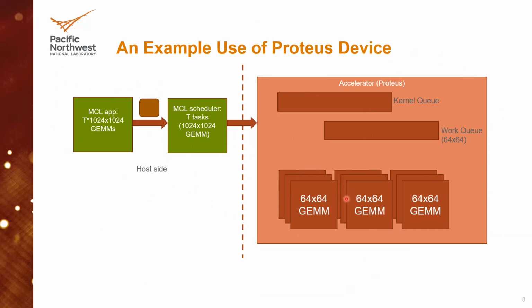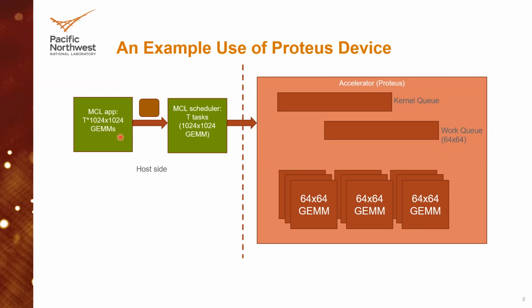And this Proteus device is simulating compute units, where each compute unit is capable of performing 64 by 64 GEMM, and each compute unit is capable of running in parallel. So on the host side, what we have done is we have created an application where we need to perform a very huge sized GEMM matrix multiplication. At the application side, we have divided this into tiles of 1024 by 1024 GEMMs.